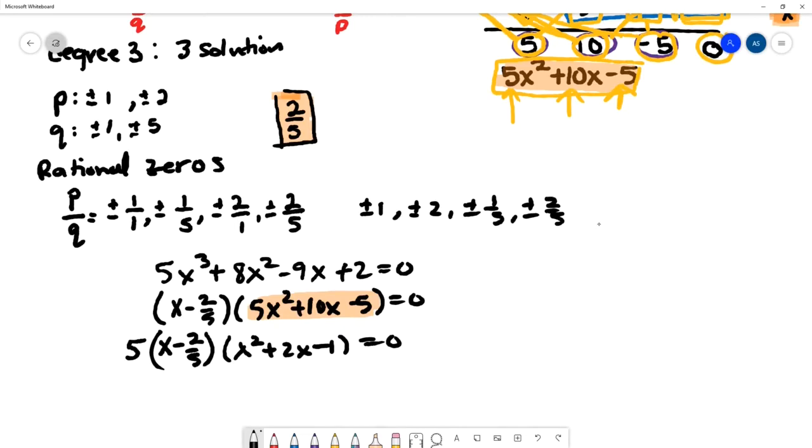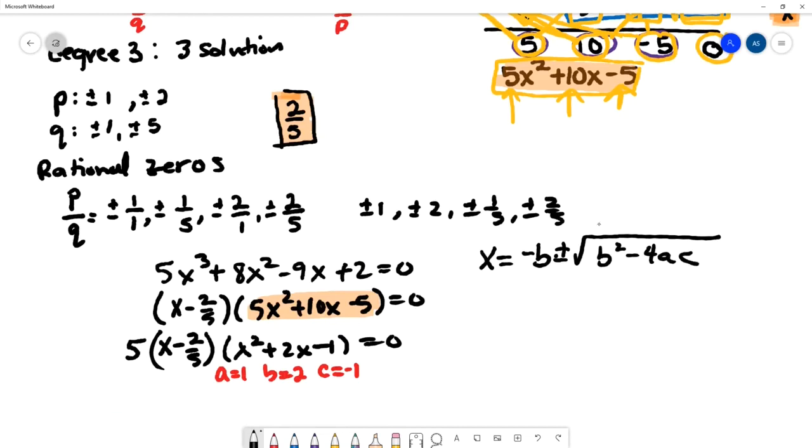I don't think I'm going to be able to factor that anymore, so I'll use the quadratic formula with a equal 1, b equal 2, and c equal -1. And the quadratic formula is x equals -b plus or minus the square root of b squared minus 4ac all over 2a.